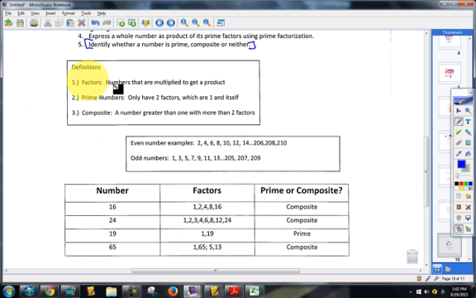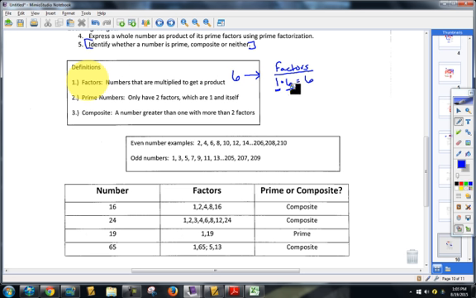Okay, factors: numbers that are multiplied to get a product. Now, that definition may be kind of confusing to you, so I think it's easier to give you an example. So let's say I told you the number 6. If I asked you to find the factors of the number 6, factors are the numbers that you can multiply together that would give you 6. For instance, I know that 1 times 6 equals 6, remember the dot means times. So I know that 1 is a factor and 6 is a factor.